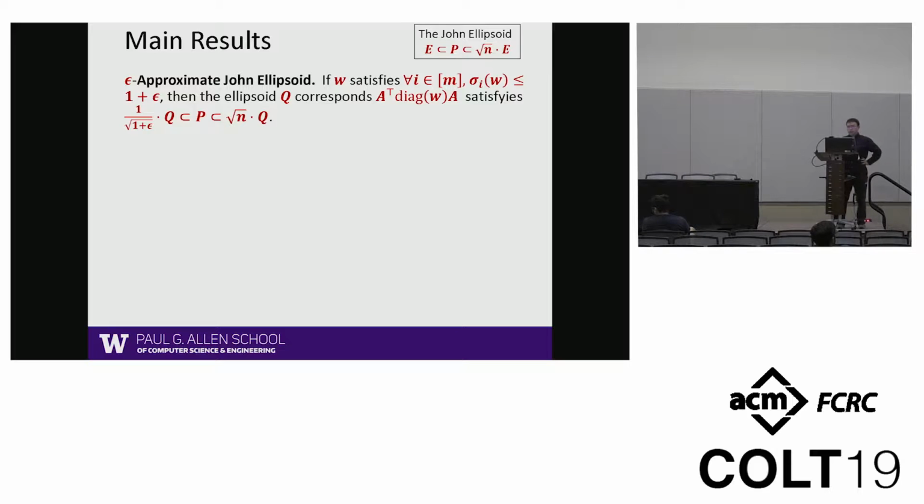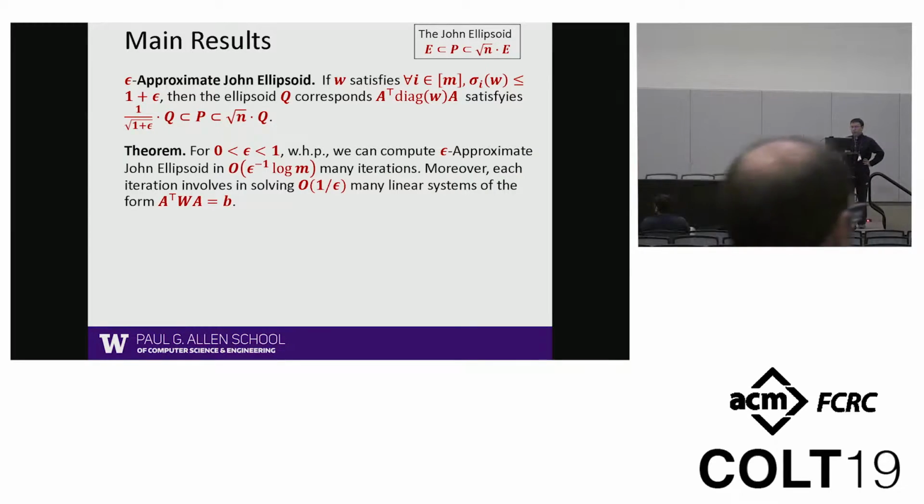Our main result is an algorithm that, for any epsilon between 0 and 1, can compute this epsilon approximate John ellipsoid within roughly 1 over epsilon times log m iterations. Remember, m is the number of inequalities. Moreover, each iteration takes roughly order of 1 over epsilon linear systems of this special form to solve. So in total, we only need to solve order of 1 over epsilon squared linear systems to find an approximate John ellipsoid.